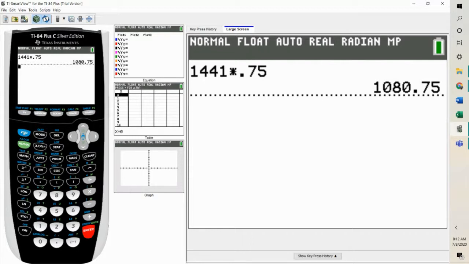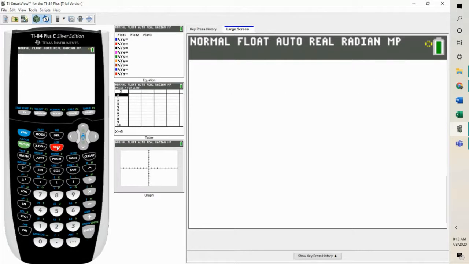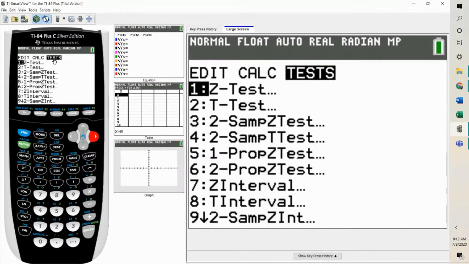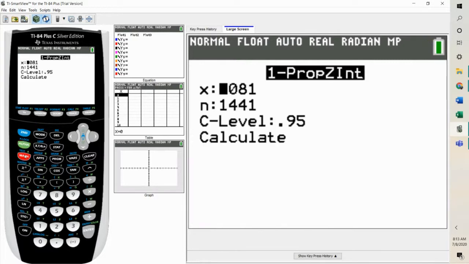To do it using the calculator, we go into Stat, over to Test here. And then, notice how these have numbers, we actually want A. So you have to keep going down, or you can use alpha and see the little green A. You can do A. So 1081 is how many people use Facebook out of 1441. And we wanted a 90% confidence interval.